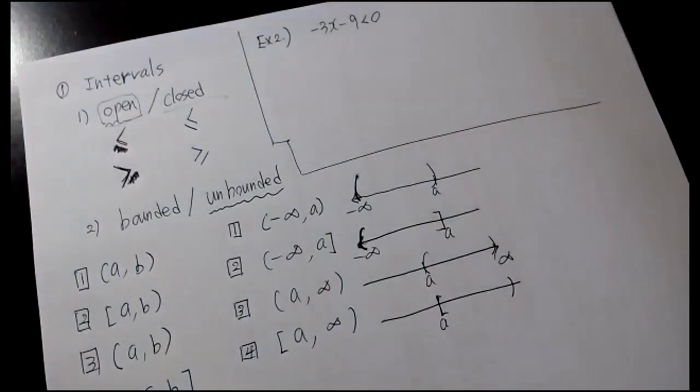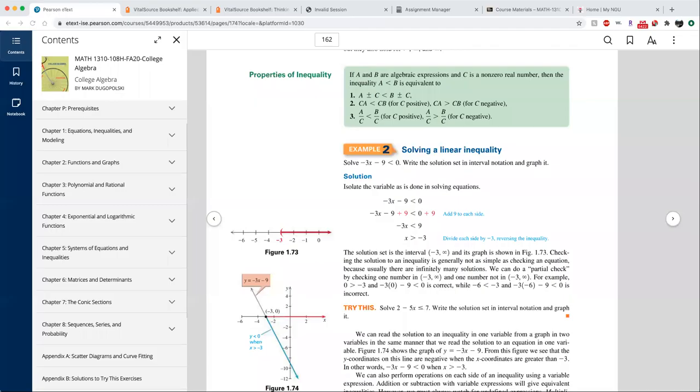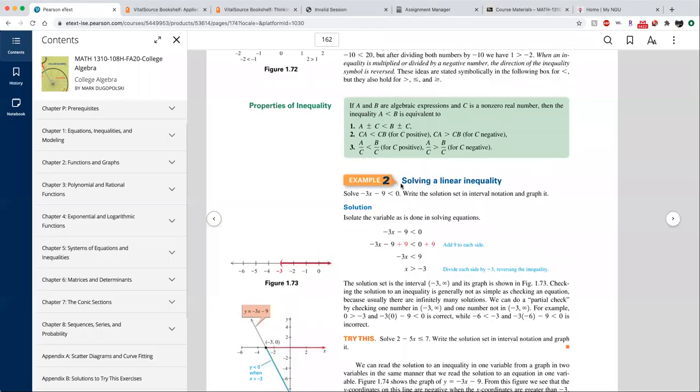I'll show you the textbook. Here, example 2, solving a linear inequality. Solve negative 3x minus 9 is less than 0. Write the solution set in interval notation and graph it. Okay, let's figure this out.